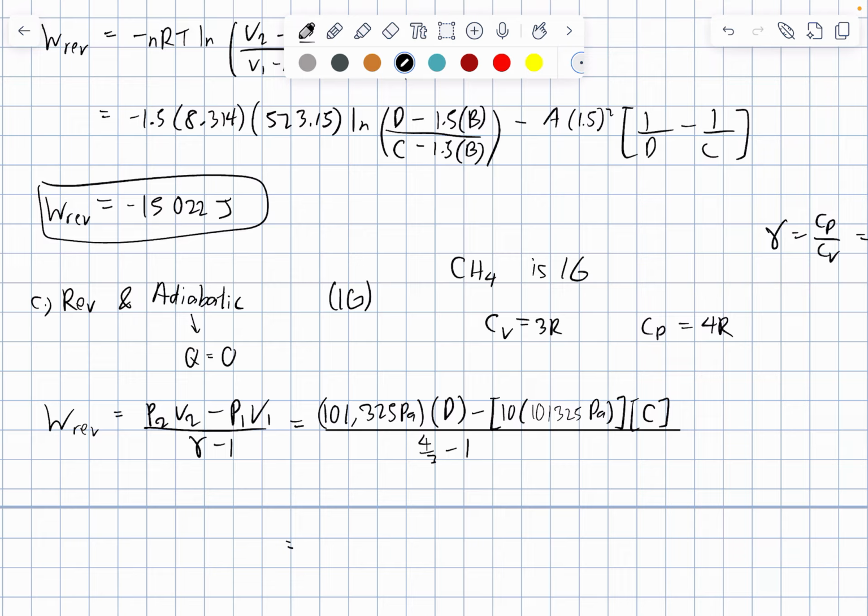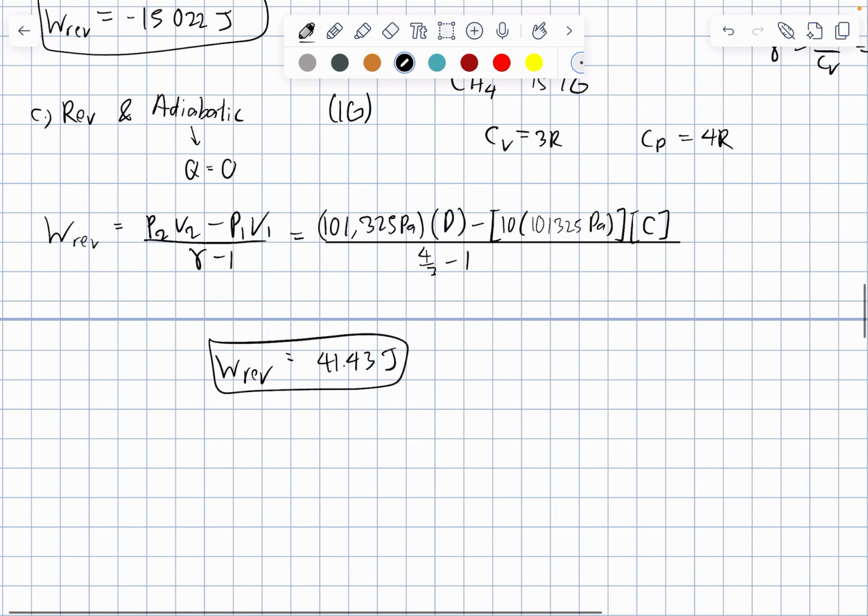Interesting. 41.43 joules. I remember getting 167 here. I think this is probably where I got it wrong already.